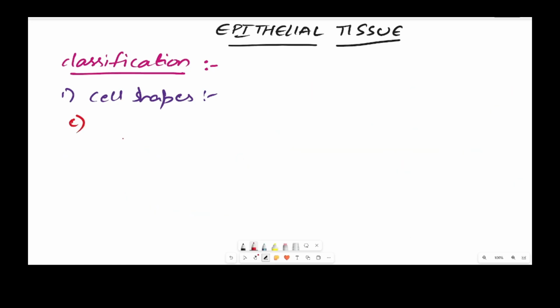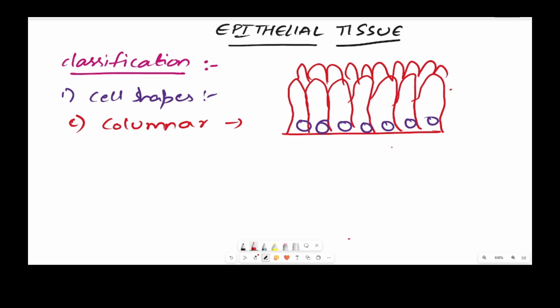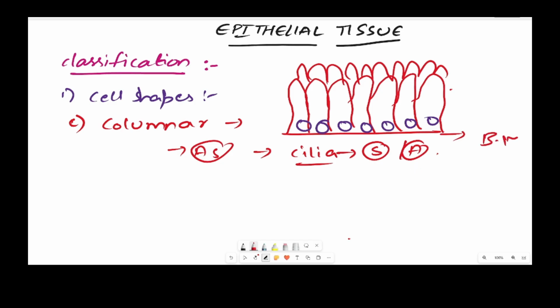Now coming to the third class under the cell shape, which is called columnar. Columnar cells generally look very tall. This will be protecting the underlying tissues, and on the apical surface they will have cilia structures. These are mostly useful for secretions or for absorption. This is called the basement membrane.